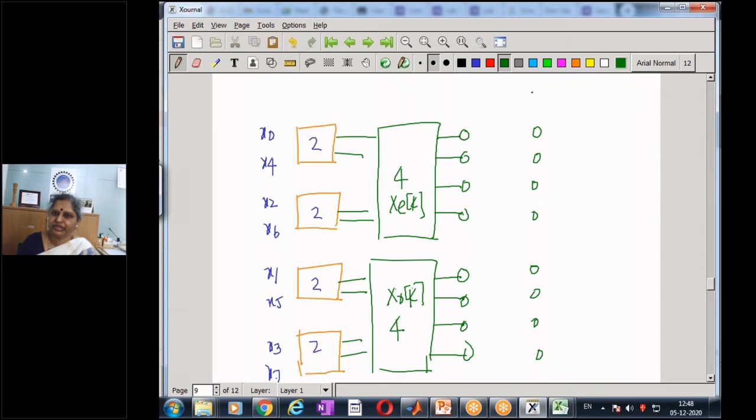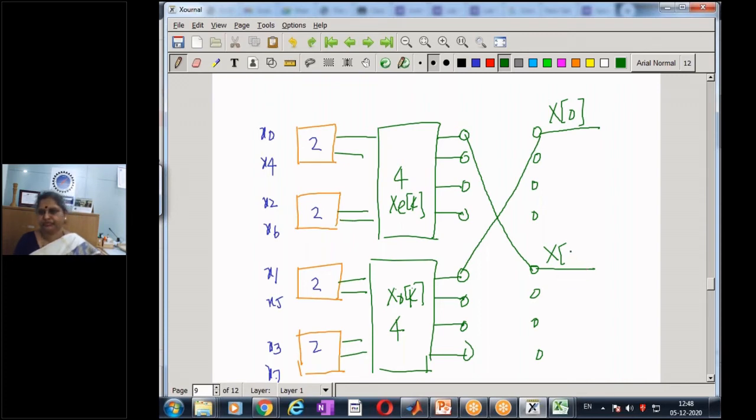And how do we combine them? The first from the odd and the first from the even, they both are combined, and then I am going to get x of 0 and x of 4. Next, the second and the second, they are going to be combined. And let's look at the expression.